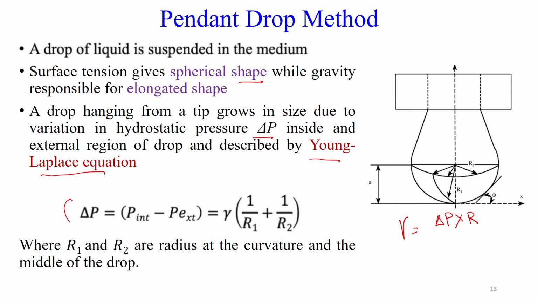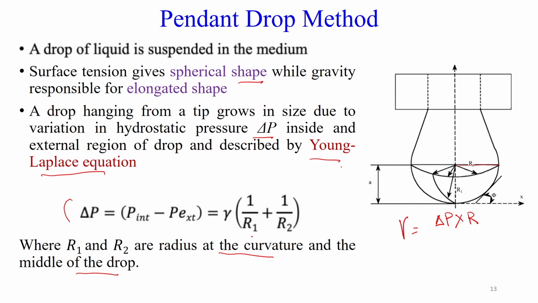So, why are we having inside and external regions? Because the drop is not spherical. If we take the middle point, this is R2, the radius at the middle point of the drop, and R1 is the radius of curvature. So, inside we are taking the radius of curvature, and external means we are considering a perfect sphere at the middle point of the drop. So, it is going to have two radii, R1 and R2.